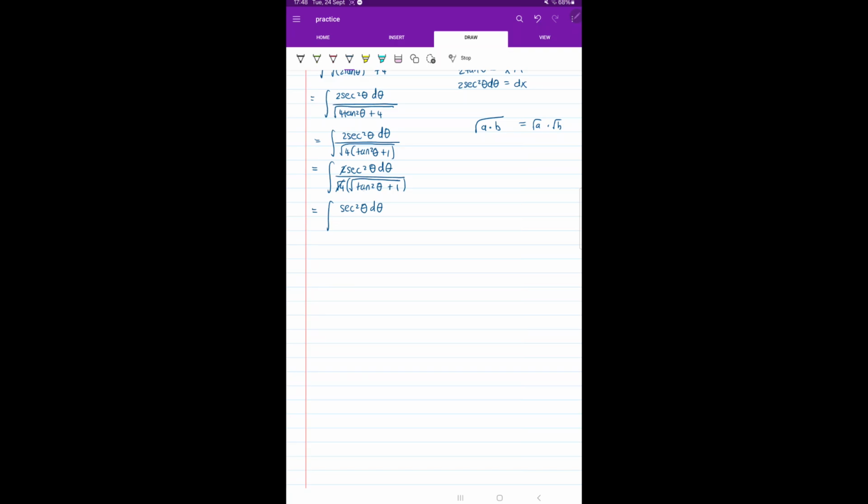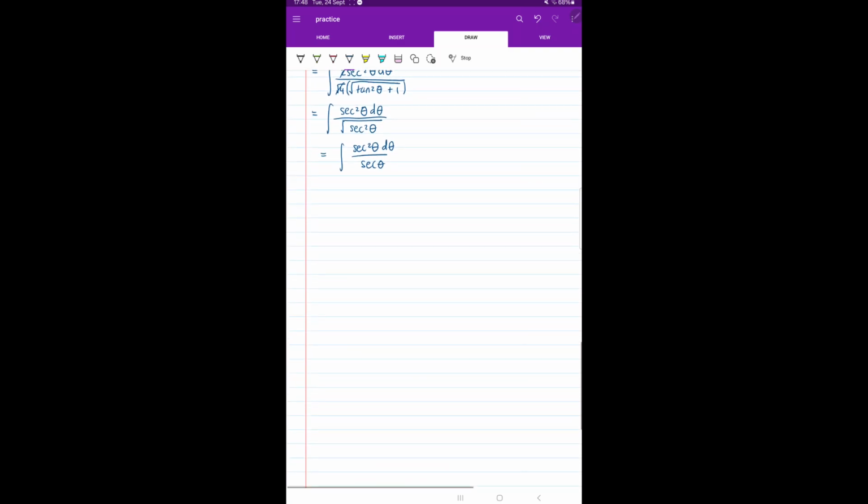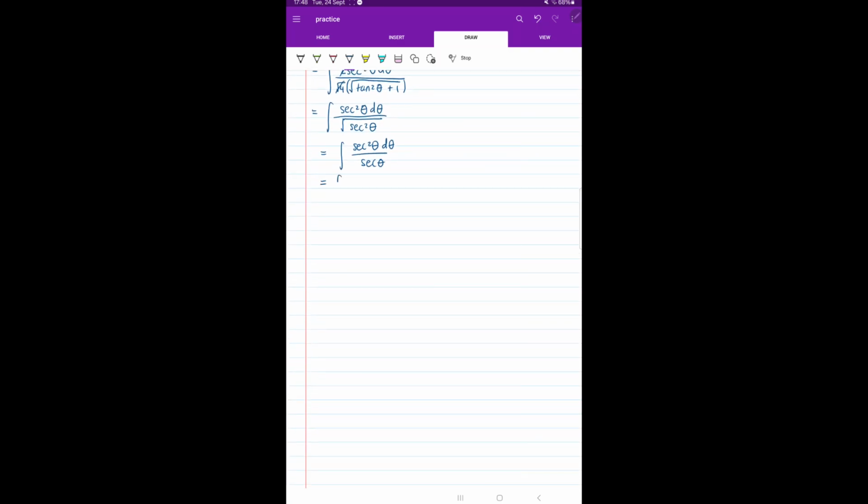Let's do the identity in one step. So tangent squared theta plus 1, that's the identity for secant squared theta. Now if I square root this, it's going to cancel out that exponent. So we have secant squared theta d theta all over secant theta. We cancel one out, so we get the integral of secant theta d theta.